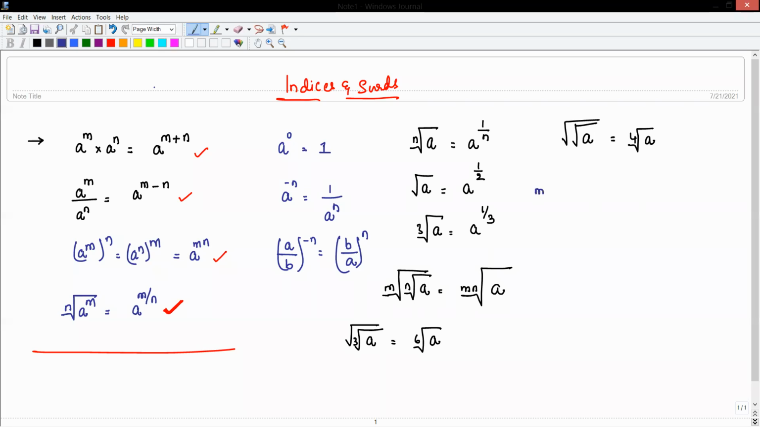Sometimes, if it is the nth root of a, generally it is a to the power of 1 by n. Let me take it as the nth root, 1 by n. Multiply and divide the power by m.